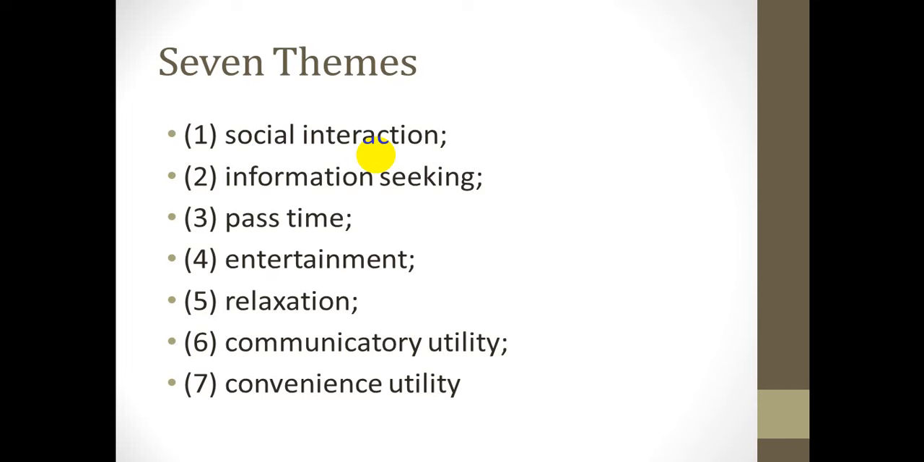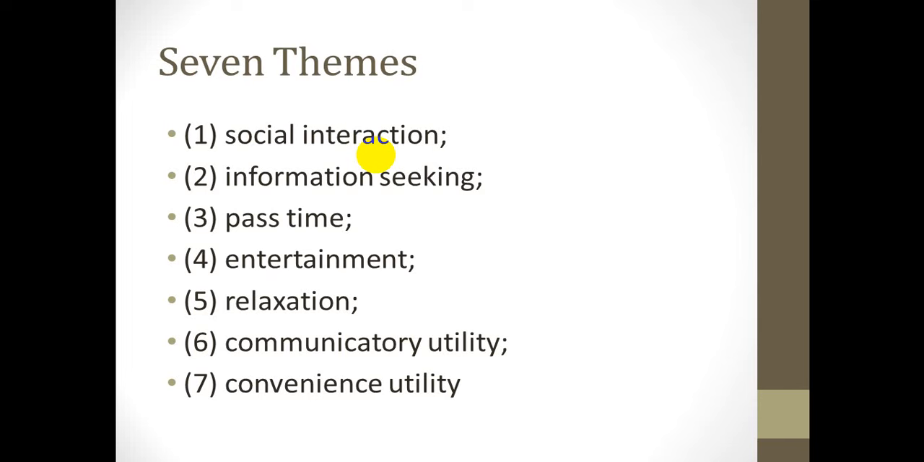The fourth is entertainment, so people who use social media to either play videos or games or look at funny pictures. And the fifth was relaxation, so this deals with if users use the social media in order to relieve stress or just lose themselves in it.